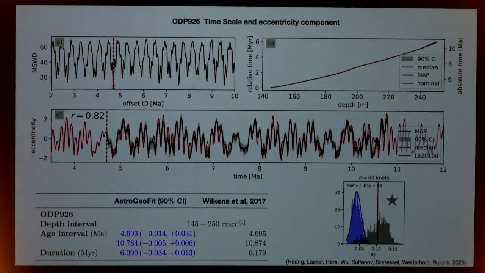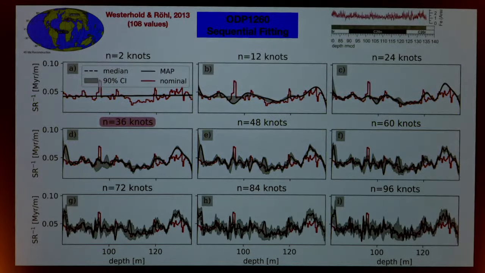We have the time-depth correspondence, and we have the eccentricity curve in black. So the black curve is obtained only from the sedimentary record, without any astronomical input. The red curve, here over 10 million years, we know perfectly. This is the real eccentricity curve. And you see we have a correlation of 0.82 between the two, and even visually they are extremely similar. And this is for another core, much older.